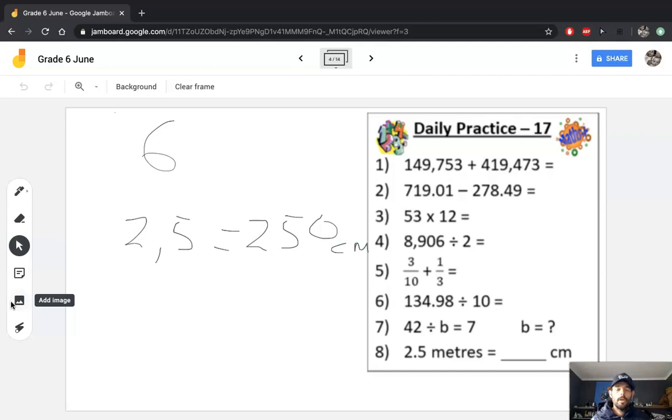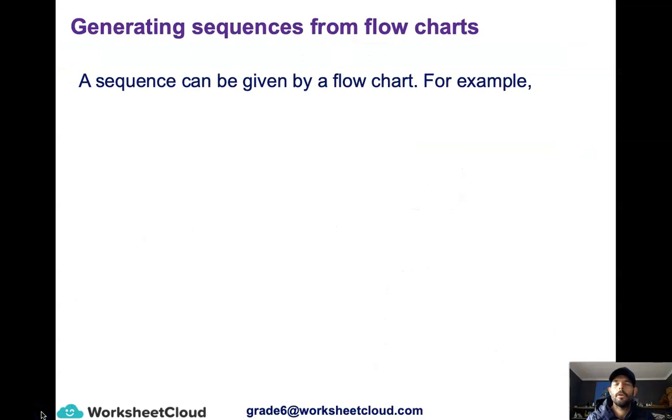Okay, guys, I hope you managed to do those 8 questions. We've done all these lessons before, so if there's something you need to brush up on or consolidate, then go back and have a look at the online lessons with activities and memos and make sure you understand any concept that you're unsure of. We're going to have a look at generating sequences from flowcharts.